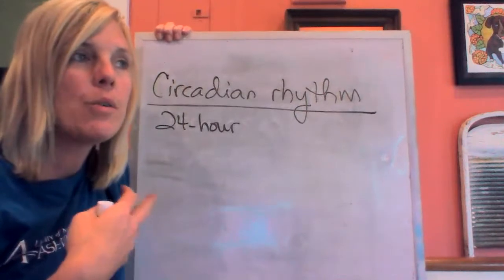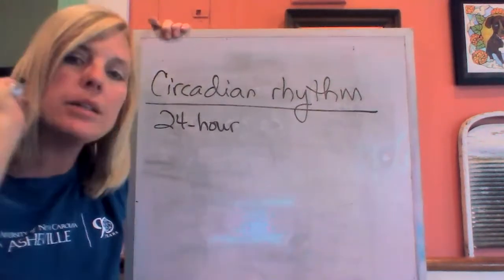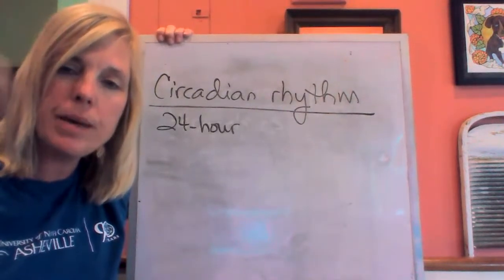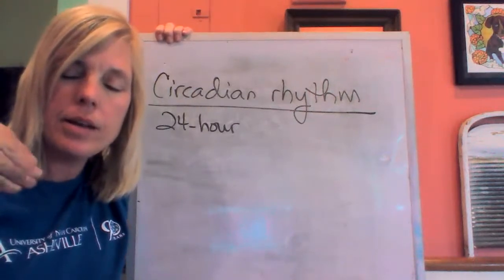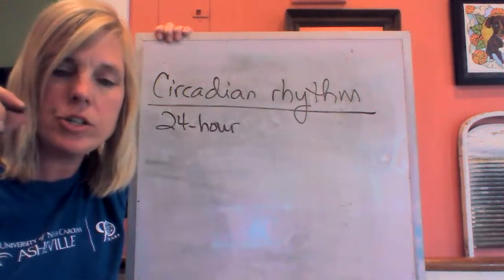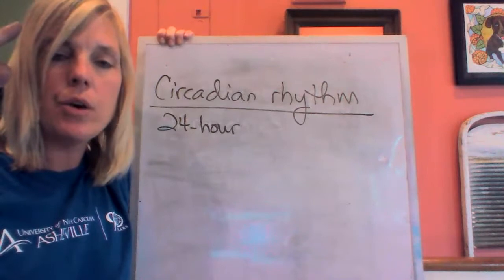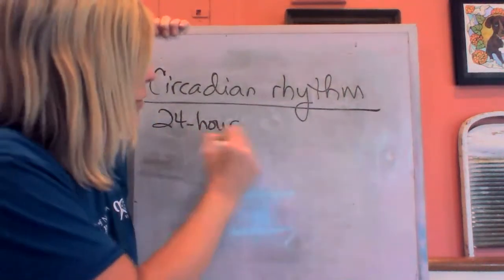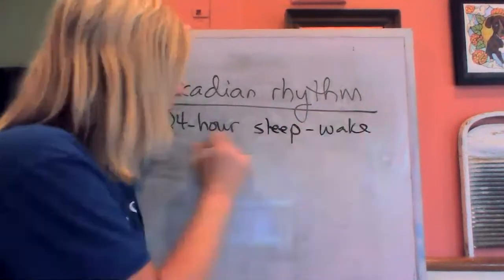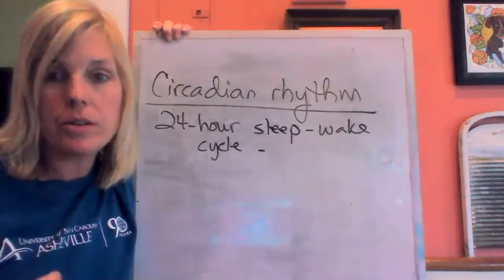For humans, ours is set more on a hormone called melatonin that our pineal gland releases, and that kind of makes us sleepy. Then as that hormone decreases in concentration in our bloodstream, we start to wake up. So we know that this is your 24-hour sleep-wake cycle. It's also when you may get hungry, so your body gets on a certain cycle.